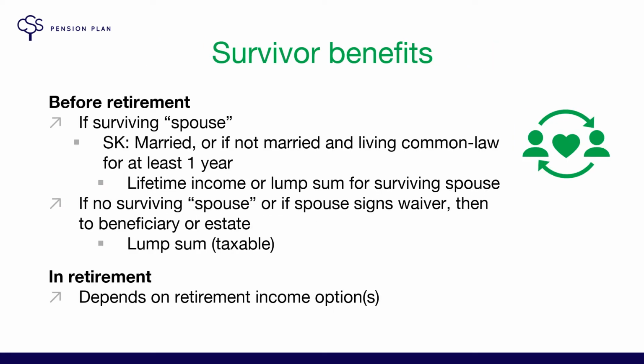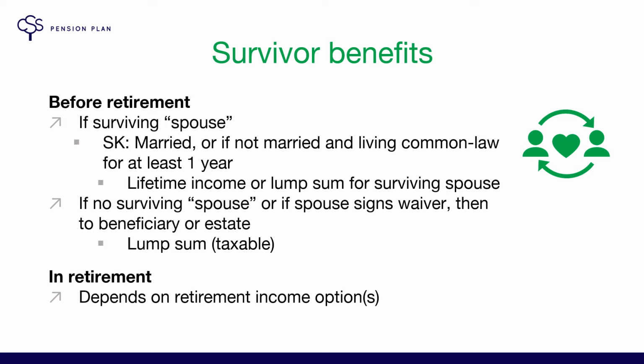What happens to your pension funds when you pass away? There are two possible situations. You either pass away before you convert your pension funds to a retirement income, or you pass away after you convert your pension funds to a retirement income. If you pass away before retirement, your surviving spouse has first claim to your pension funds, regardless of what your designation of beneficiary form or will might say. This is in accordance with pension legislation.